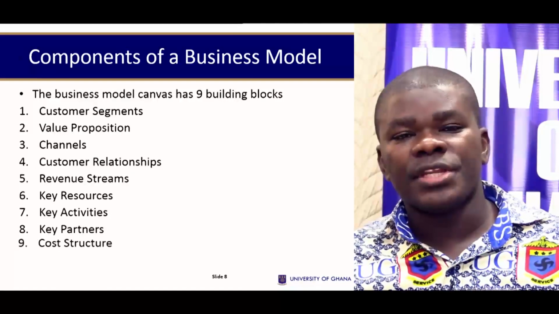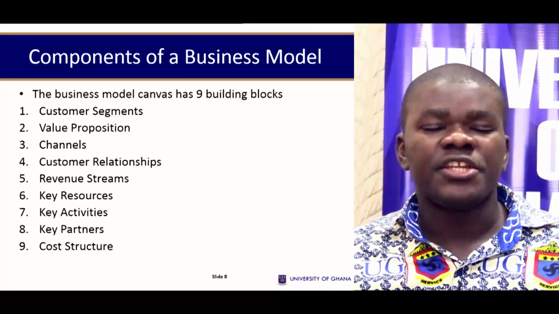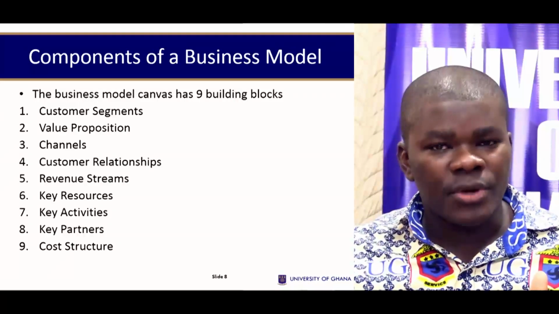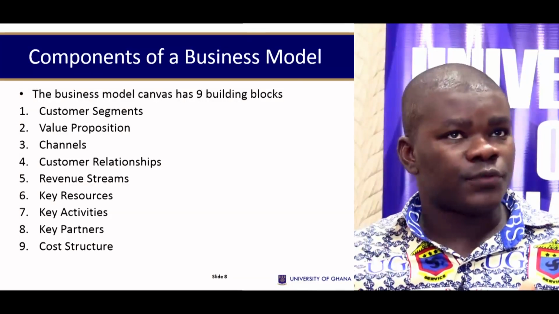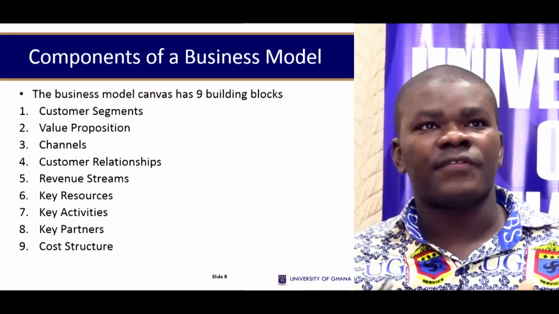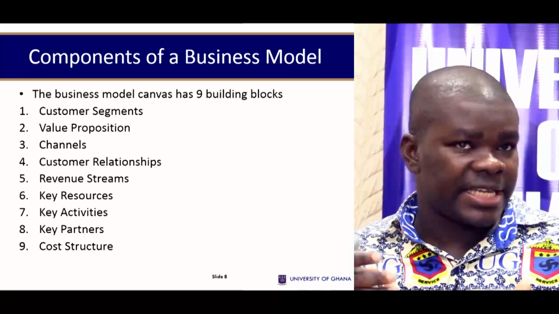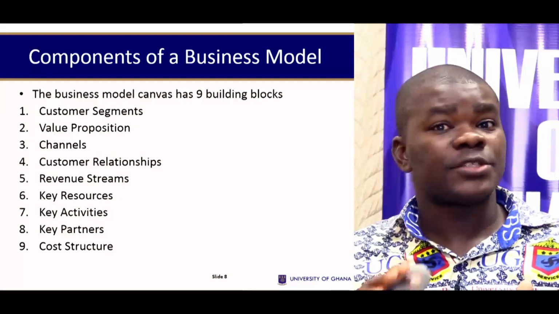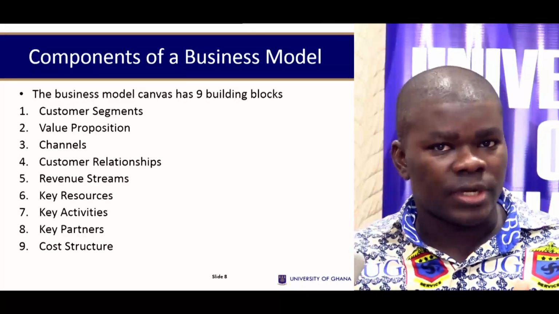The last thing that we need to understand is your cost structure. With regards to the cost structure, you need to tell us how much it's going to cost you, or what the key components of the cost for your business is going to be. So you've told us that you are going to have customer segments, value proposition, channels, customer relationship, key resources, key activities, and key partners. Each of these components of the business model canvas is going to come at a cost. And you need to be able to tell us how this cost is going to look like.